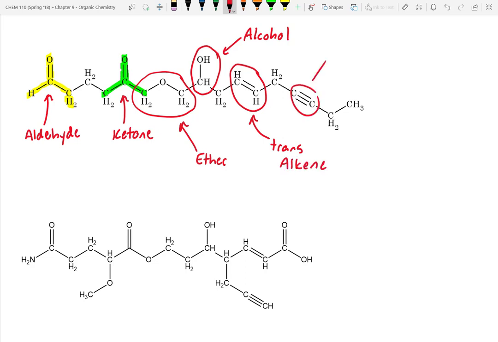Over here, I've got a triple bond, alkyne. And then I can pick one of these remaining single bonds. This is kind of the freebie point. What is this? Alkane. So if you're not circling that R, you should be on the test.